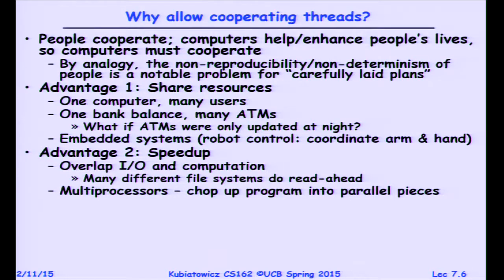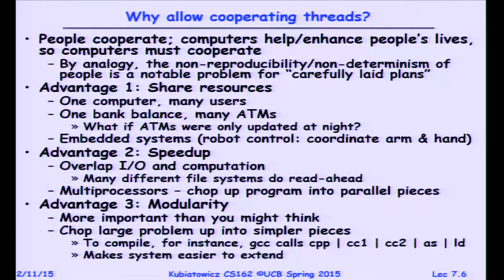The other big advantage you get with multiple threads is speed up. So if you have multiple cores, because you have a multi-core processor, then you could have more than one thread, and now things go twice as fast in the right circumstances, okay? And then you can also get an advantage of modularity from having cooperating threads.